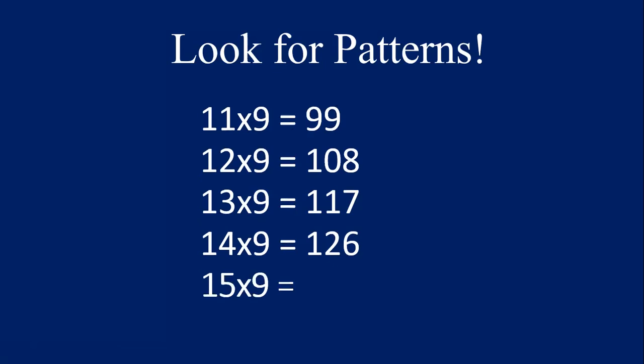Let's try 15 times 9. Let's count down in the ones place. 9, 8, 7, 6. What's next? 5. Count up in your tens and hundreds place. 9, 10, 11, 12, 13. And so our answer is 135. Here's our 13. Here's our 5. Let's check this one. Add the numbers together. 1 plus 3 plus 5 equals 9. 1 and 3 make 4, and 4 and 5 make 9.